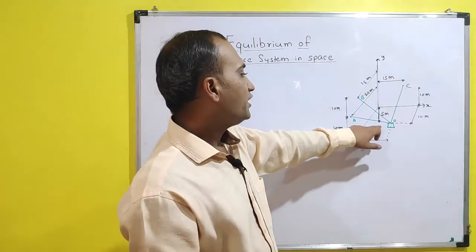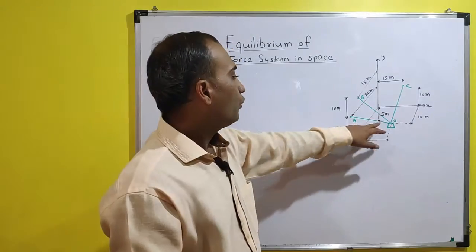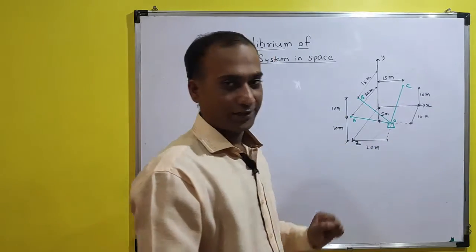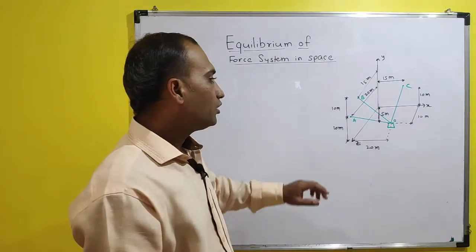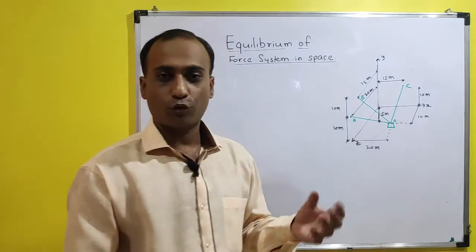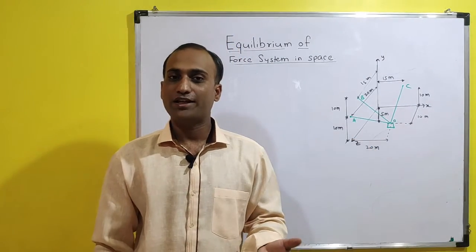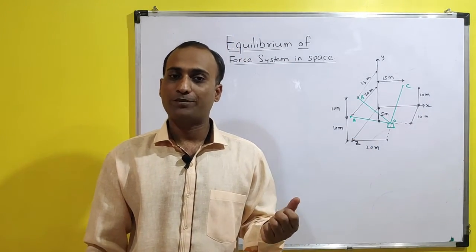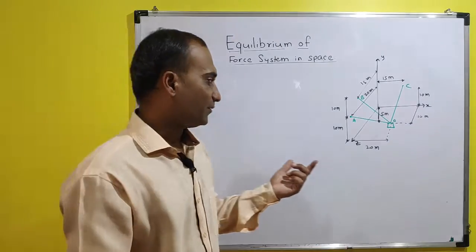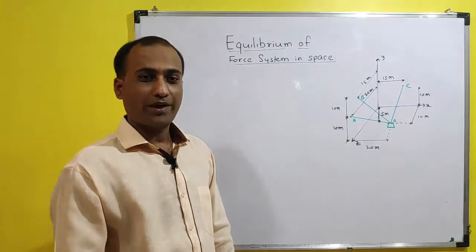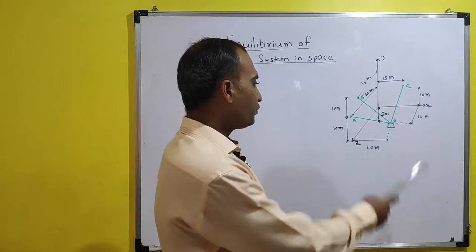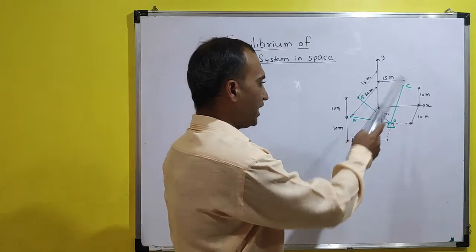Here this weight is balanced by 3 cables OA, OB and OC. So here we have to find out first of all the coordinates. After finding the coordinates, which will be helpful for calculation of the unit vector along that direction. So we have to find out the coordinates of each point O, A, B and C.